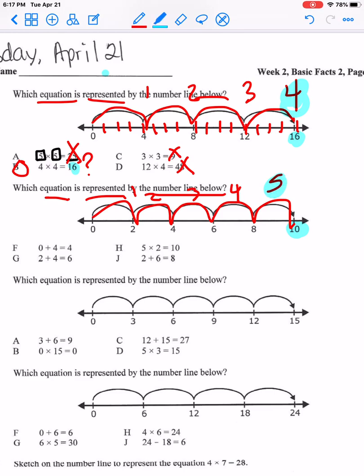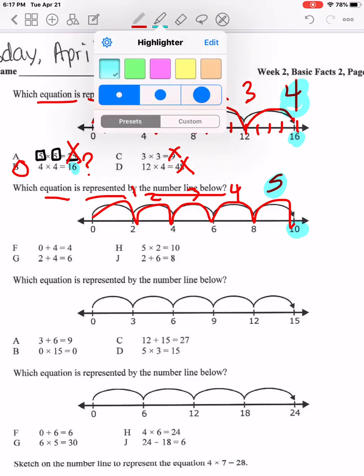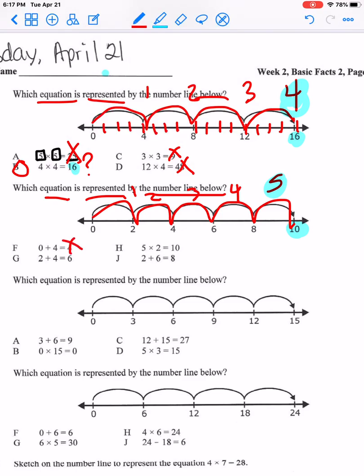So let's look at our answer choices. Letter F. 0 plus 4 equals 4. Well, I know that 4 is not my product. G. 2 plus 4 is 6. Well, 2 plus 4 equals 6, but that is not the product of the answer choice that I'm looking for. So let's look at H. 5 times 2 equals 10. Well, I do have a 5 and I do have a 10. So maybe.